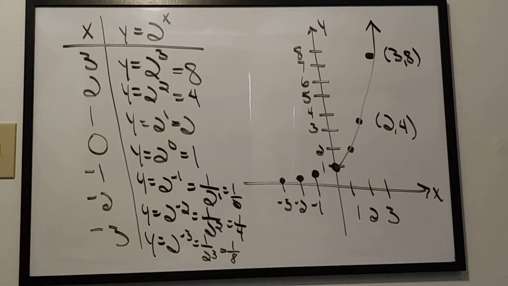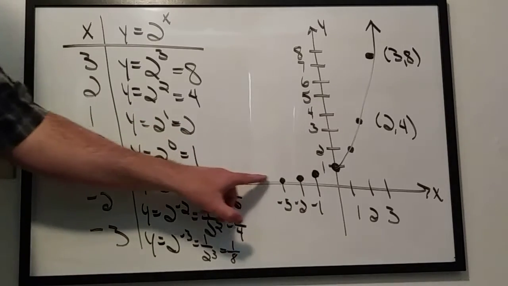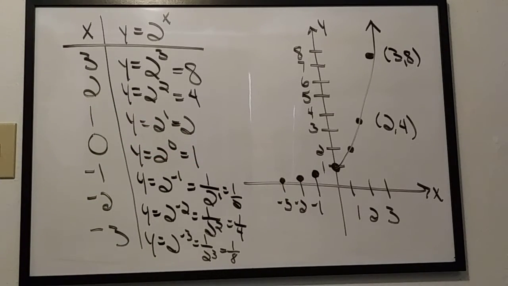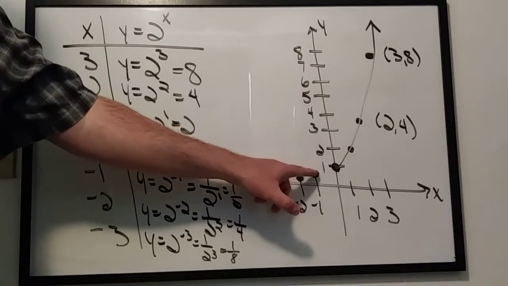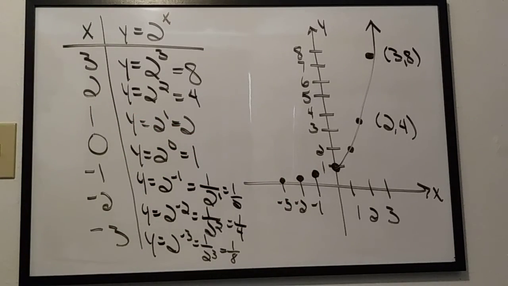And then on the other side, on the left-hand side, we have a very different behavior. So over here, notice what was happening to our y values. As we went out to the left, we weren't going down to negative infinity forever.